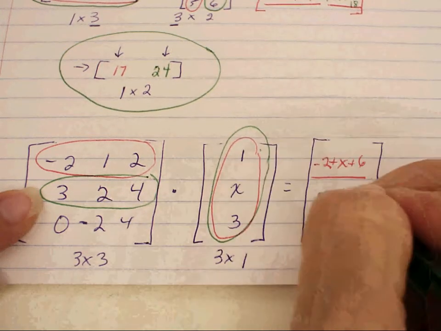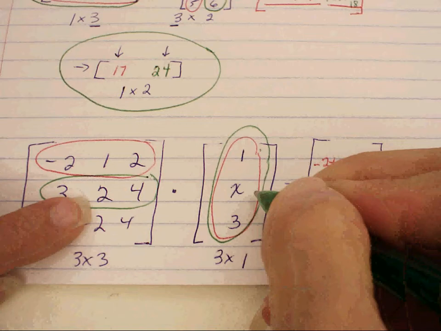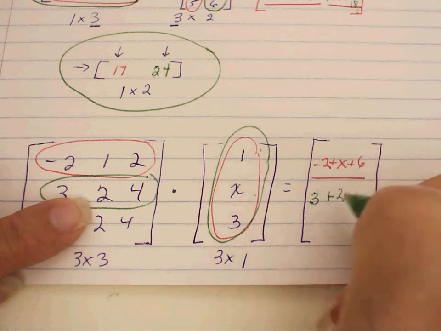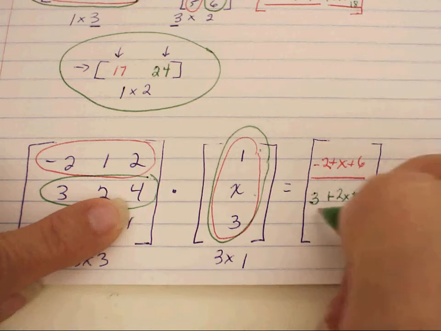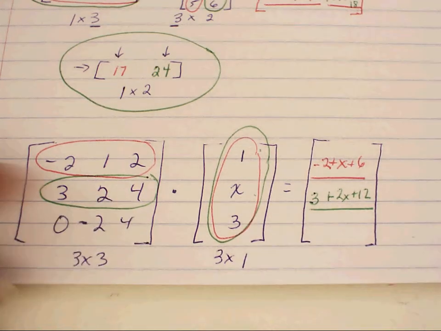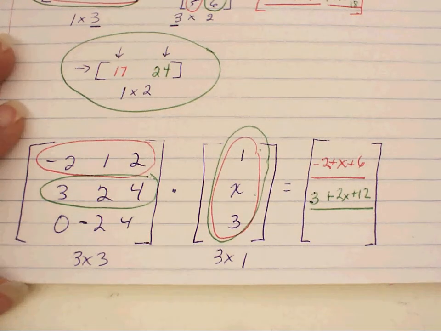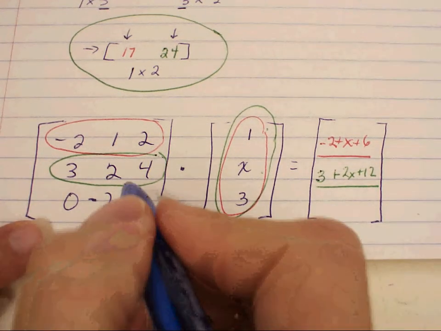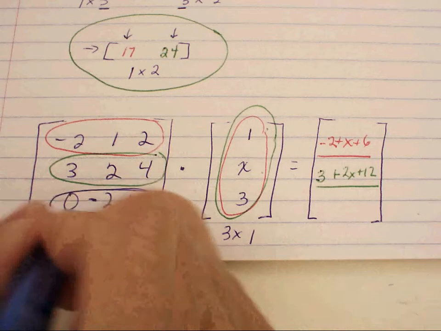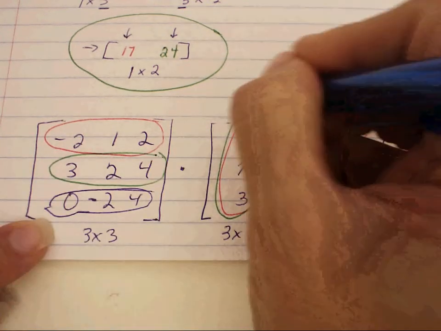Row 2, what am I going to multiply it by, Dylan? The one column that we have over here. Good. So 3 times 1 is 3. 2 times x is 2x. 4 times 3 is 12.